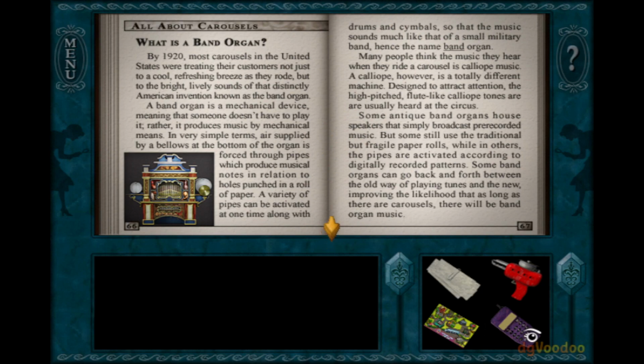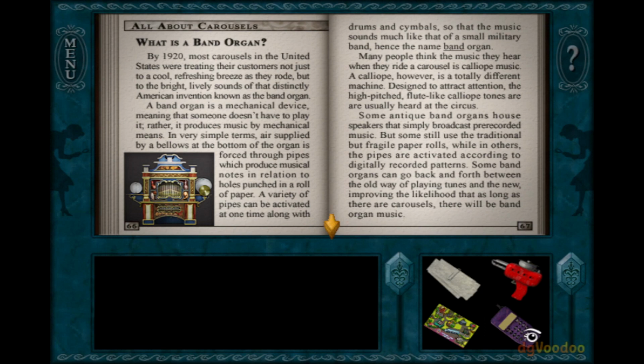By 1920, most carousels in the United States were treating their customers to not just a cool, refreshing breeze as they rode, but to the bright, lively sounds of that distinctly American invention known as the band organ. A band organ is a mechanical device, meaning that someone doesn't have to play it. Rather, it produces music by mechanical means.